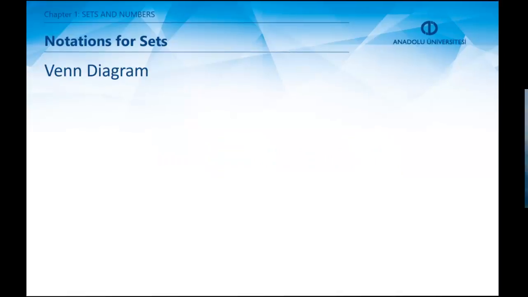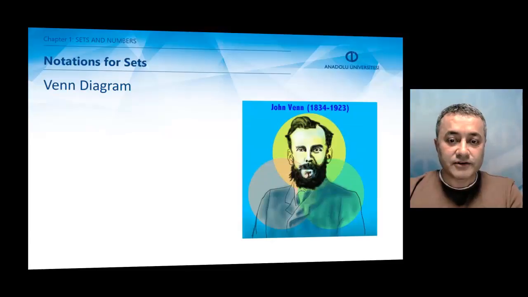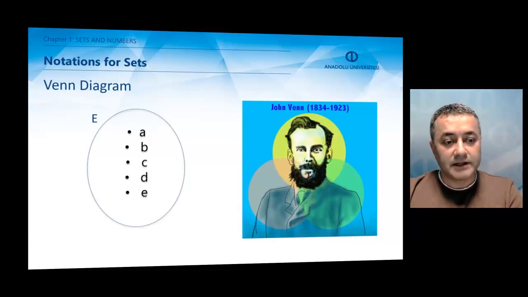Another method is the Venn diagram. The Venn diagram is named after the English mathematician John Venn. In this notation, we place all the elements of the set in a closed area encircled by an ellipse.